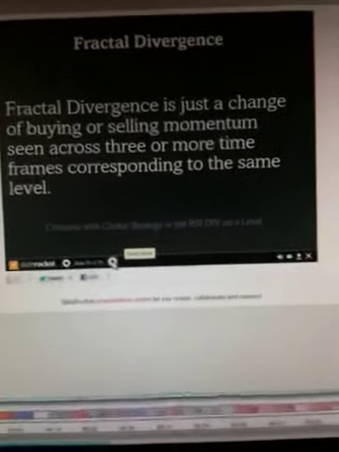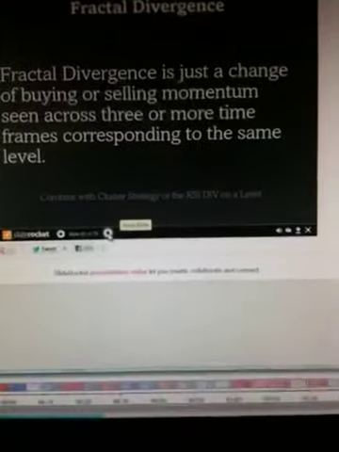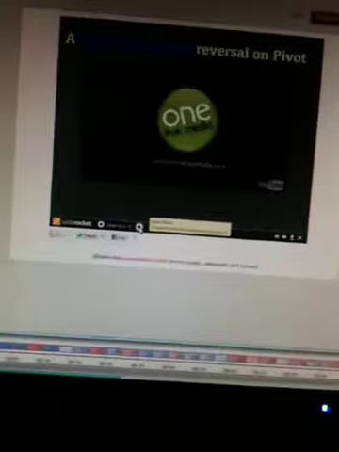Fractal divergence is just a change of buying or selling momentum seen across 3 or more time frames that correspond to the same level. It's a simple idea. I don't have time to explain it.